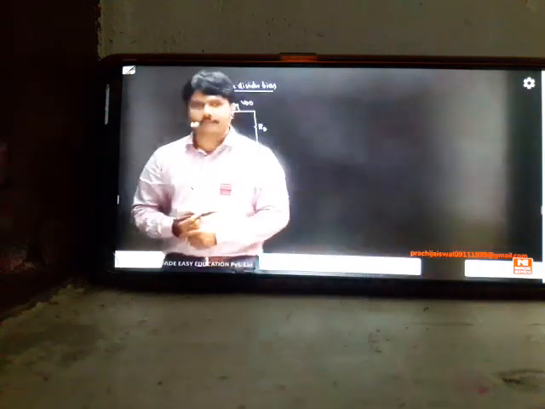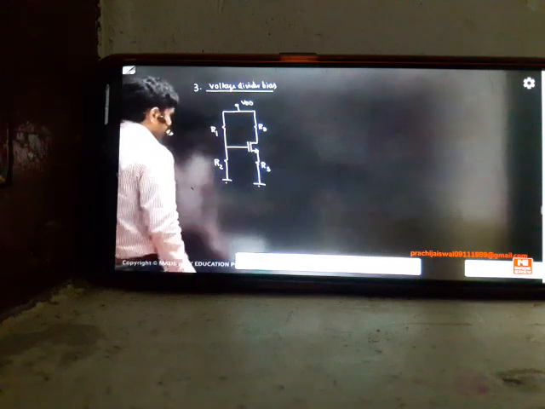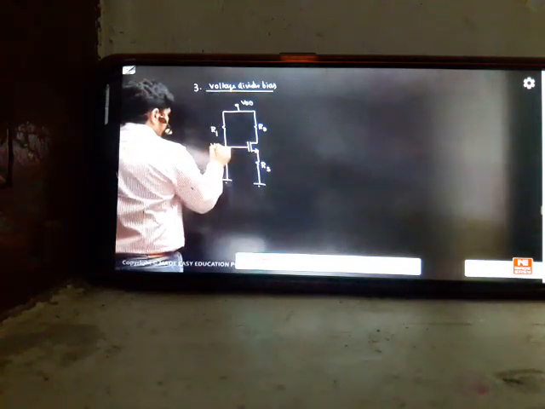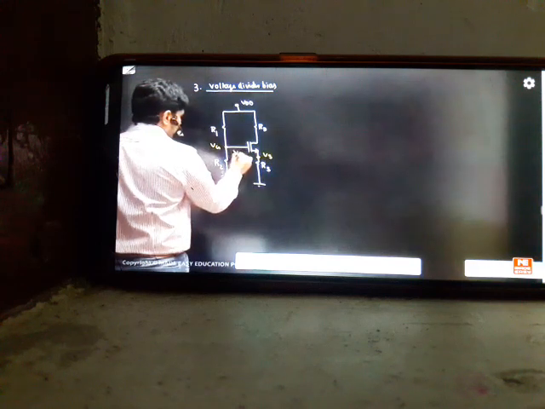But how to make VGS reverse bias here is the trick. Here we applied only one battery, but we will make it reverse bias. If you see, this point is the gate voltage. This point is the source voltage. This is the VGS voltage.